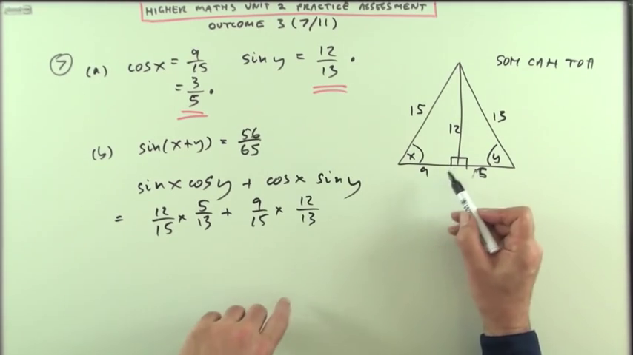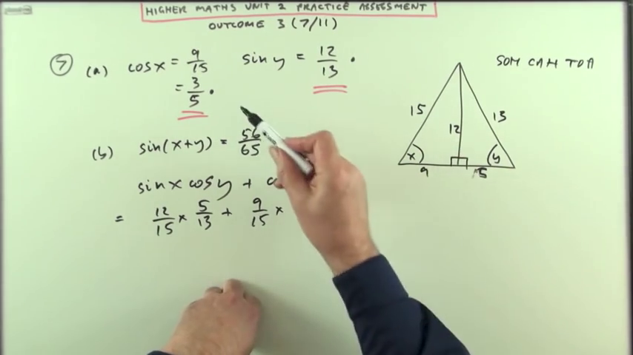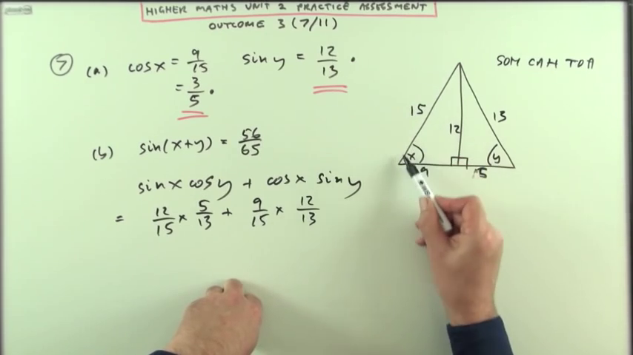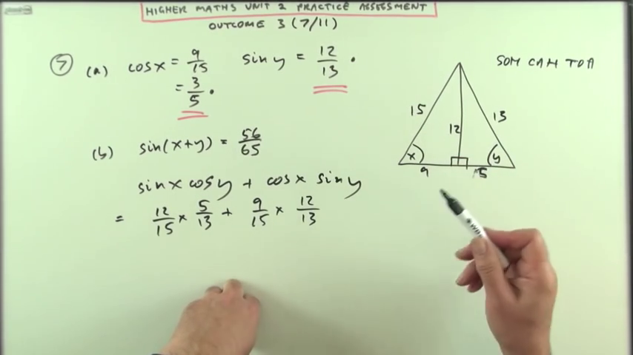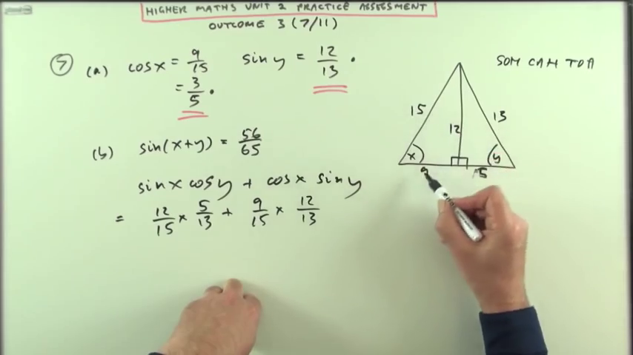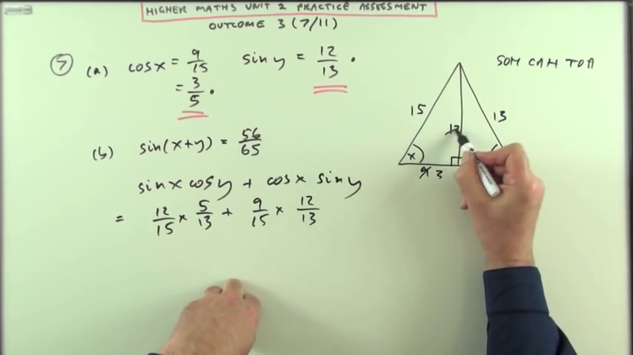You could save yourself that grief. I could have done this to begin with, when you recognise that one of the triangles is a multiple of a 3, 4, 5 or whichever one, you could say, well, now I've got those three numbers, I'll just divide them back by 3.